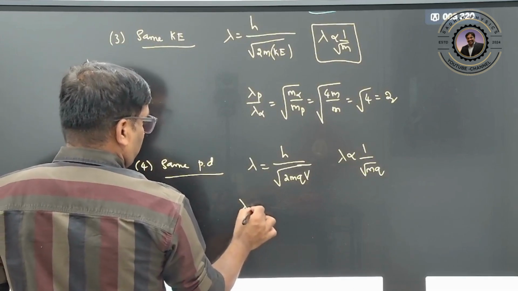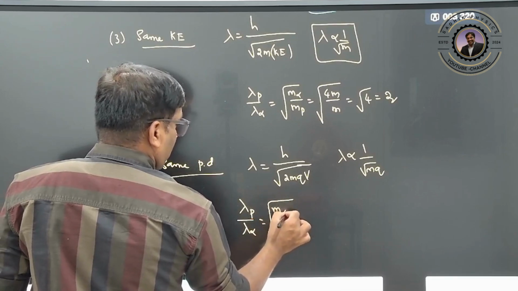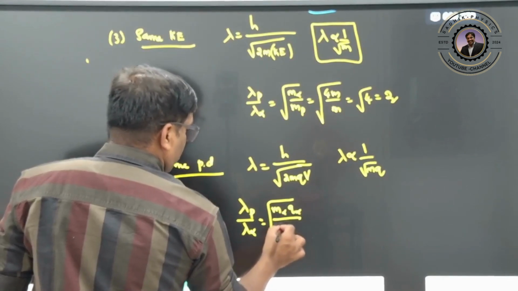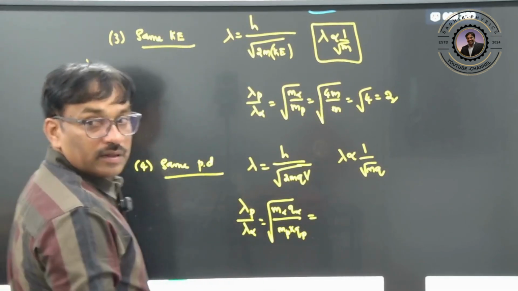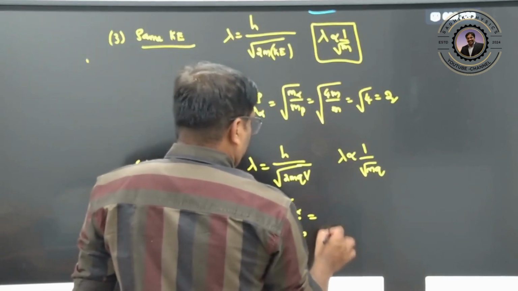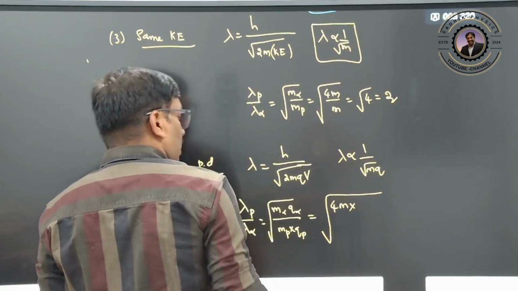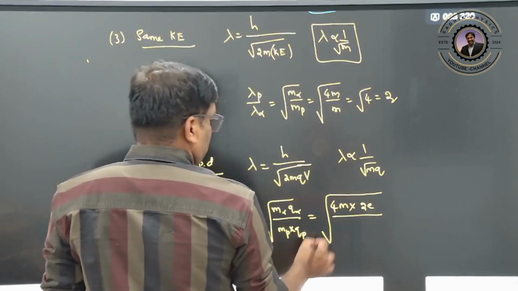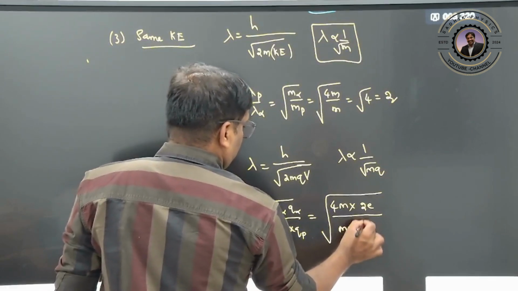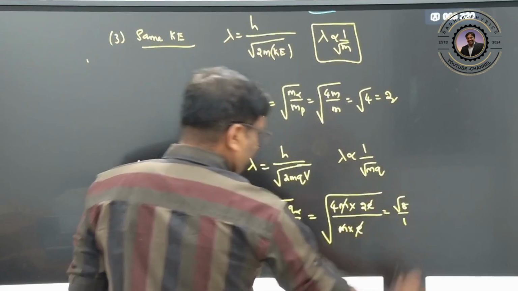So, the de Broglie wavelength of proton by alpha can be written as mass of the alpha times charge of the alpha by mass of the proton times charge of the proton. Clear? Right. So, what is the mass of the alpha now? Mass of the alpha is nothing but 4m. Charge of the alpha is how much now? Therefore, it is 2e by mass of the proton m into e. Therefore, this will get cancelled out, no? So, root 8 by 1.